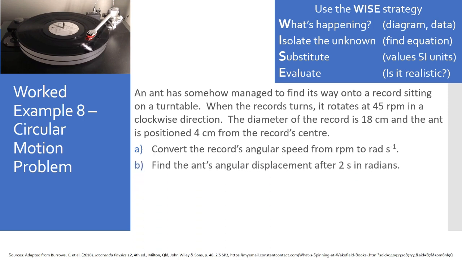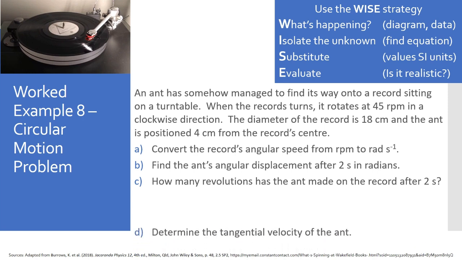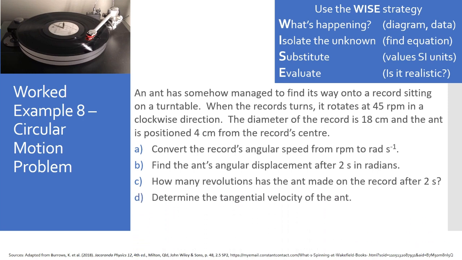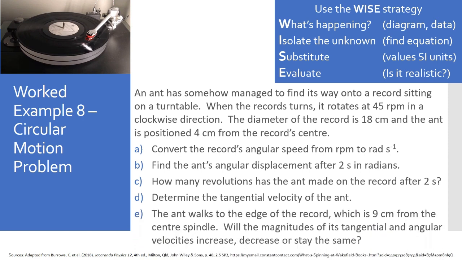Find the ant's angular displacement after 2 seconds in radians. How many revolutions has the ant made on the record after those 2 seconds? And determine the tangential velocity of the ant. And if the ant walks to the edge of the record, which is 9 centimeters from the center spindle, will the magnitudes of its tangential and angular velocities increase, decrease, or stay the same? As you can see, this is quite a complex set of questions.